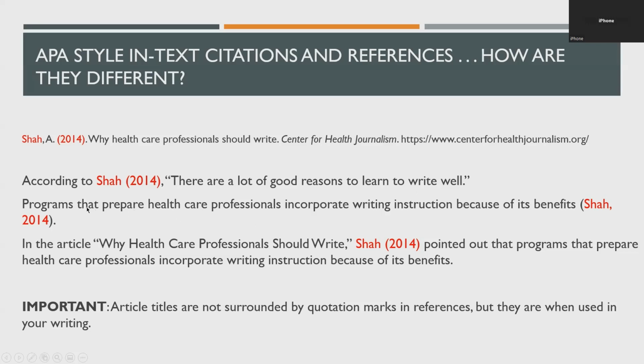Now, in my second example here, I didn't mention Shaw's name in the sentence. So programs that prepare healthcare professionals incorporate writing instruction because of its benefits. So Shaw's name is not in this sentence. That means that I do need to include it in my in-text citation at the end of the sentence. So at the end of my sentence, I have my parentheses, Shaw, comma, 2014, in parentheses, period. I'll also point out here that the period comes after the parenthetical citation, because the citation is technically part of the sentence. So we put our punctuation at the end of the sentence after the citation.